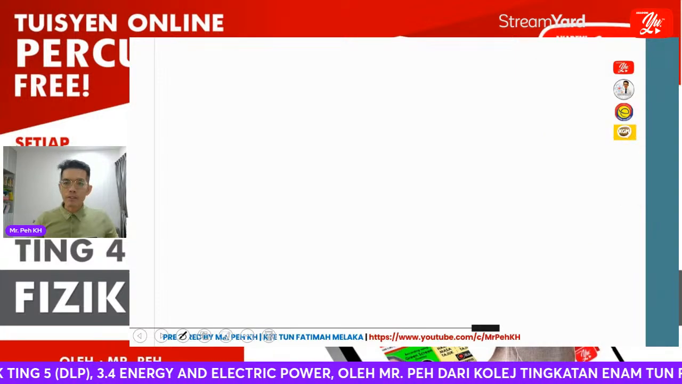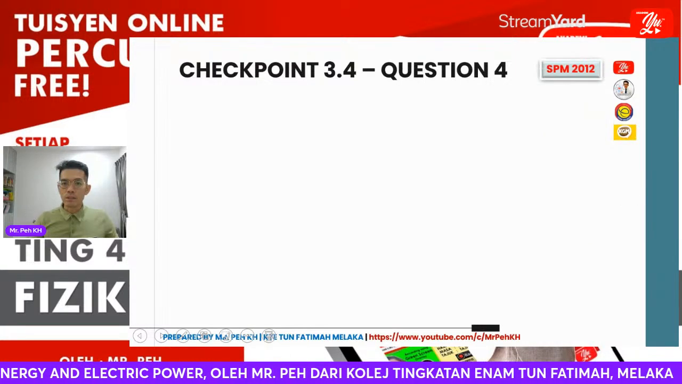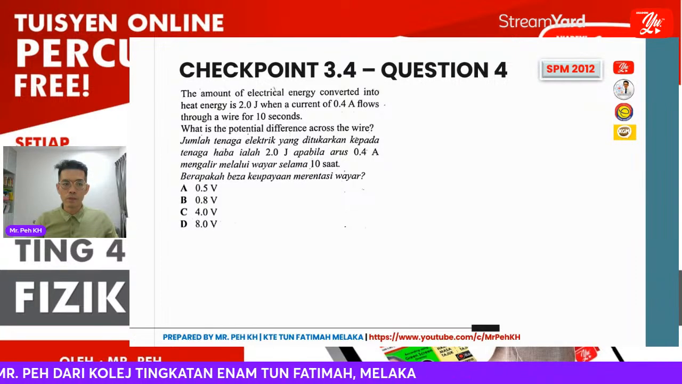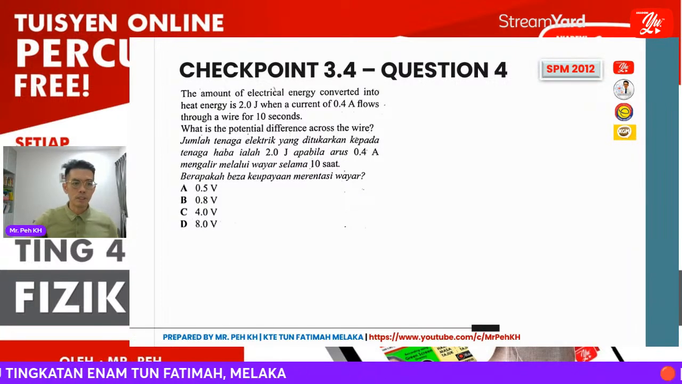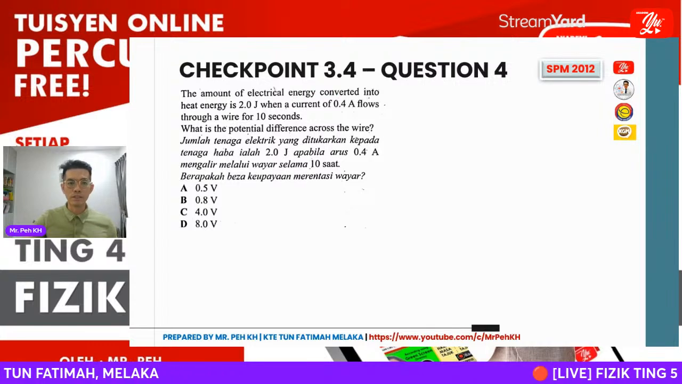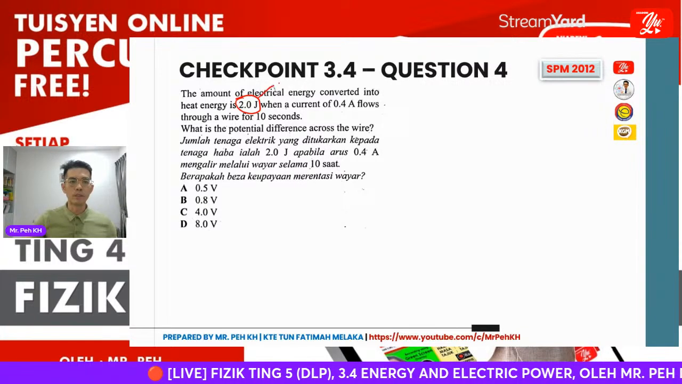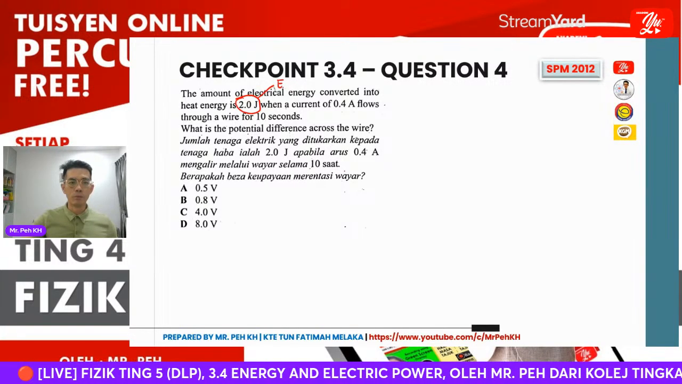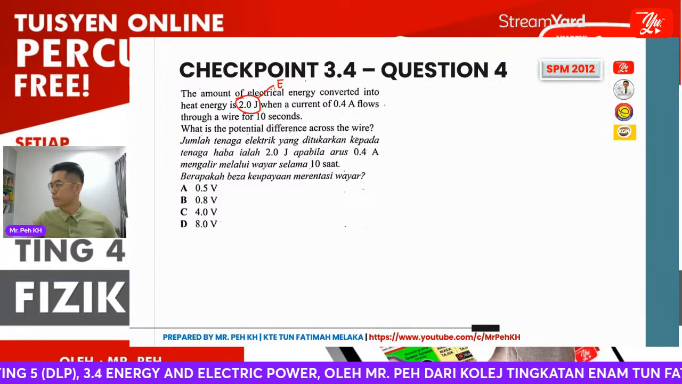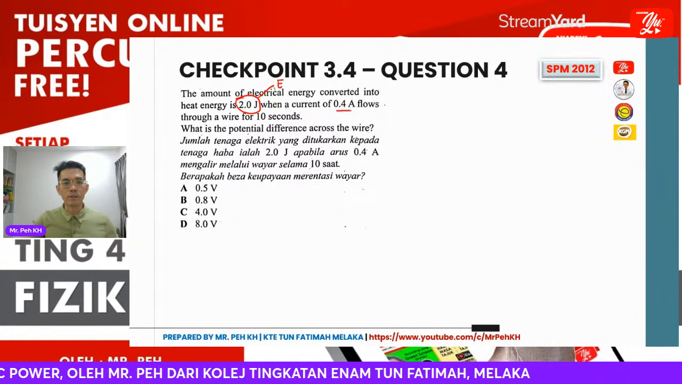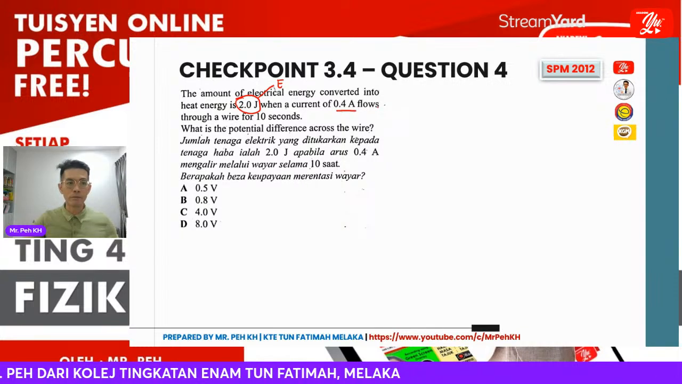Okay, so let us go to our next question, number 4. The question is from 2012. The amount of electrical energy converted into heat energy, you can just look at the symbol. The unit joule will represent E, energy. Then when a current of 0.4 ampere flows through the wire for 10 seconds.